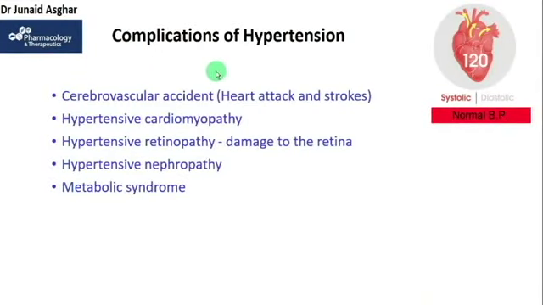Elevated blood pressure requires timely treatment because otherwise it could lead to short-term and long-term effects or complications not only in the heart but in many other organs, such as cerebrovascular accidents, which include heart attack or myocardial infarction, and strokes, or what we also call cerebral attacks. Hypertensive cardiomyopathy, hypertensive retinopathy, which is damage to the retina, hypertensive nephropathy, which is damage to the nephrons of the kidney, and metabolic syndrome, which is the diabetes.